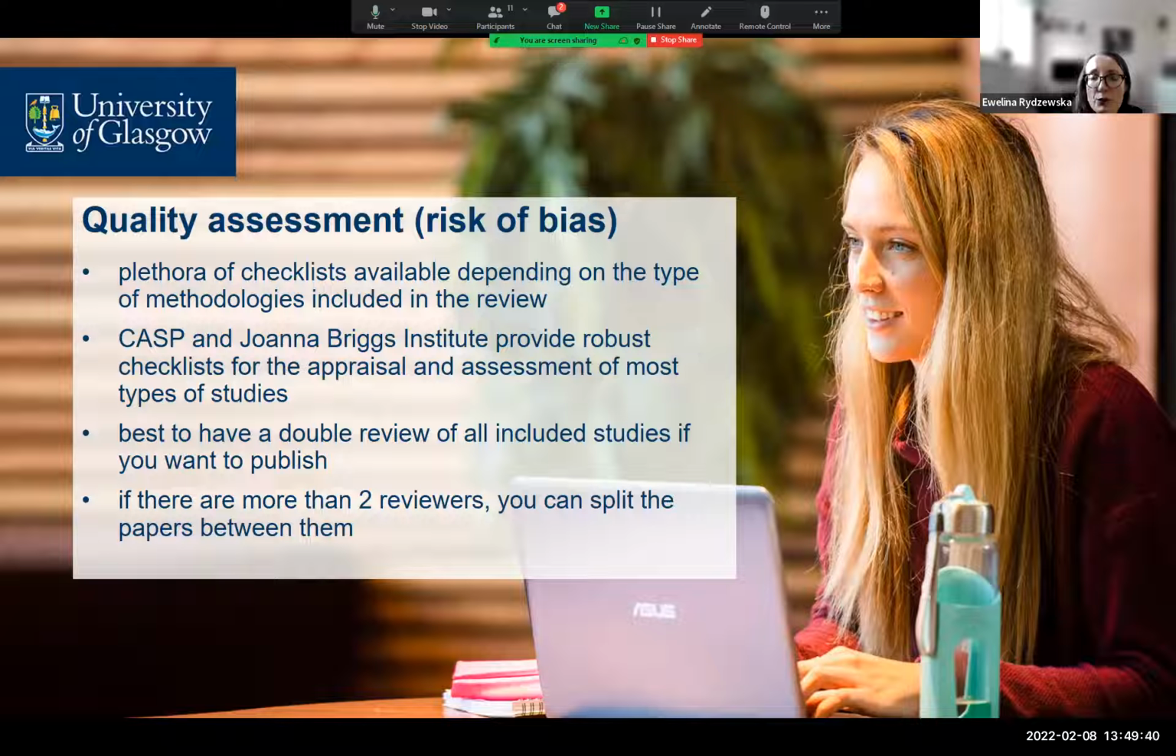And again, if you want to publish your review, then I would say that you do really need to have a double review of all included studies, or all of those studies that you actually extract data from. Just remember that if it's quite a lot of papers, and if it's possible in terms of resources to have 3 reviewers, then you could have that double review split between those 2 extra reviewers. So one of them can do the double quality assessment of half of the batch of papers, and the other person can do the other half. So that's possible.